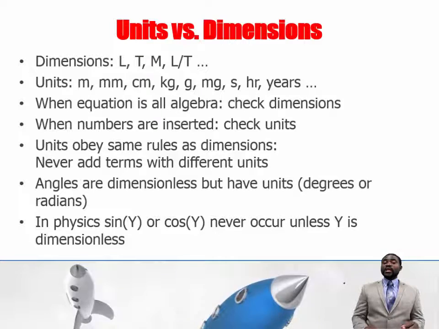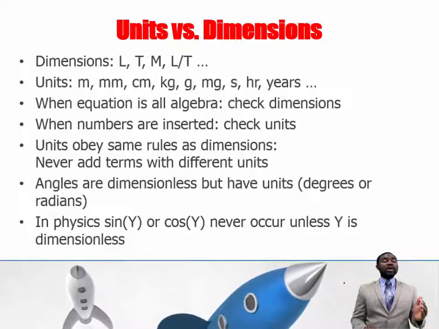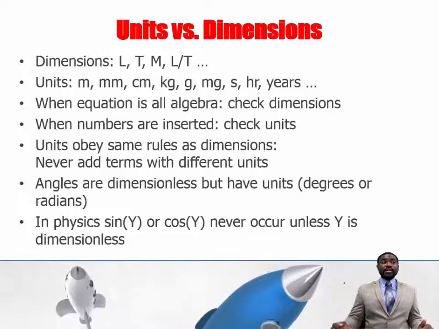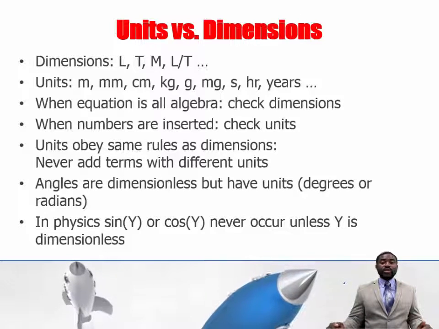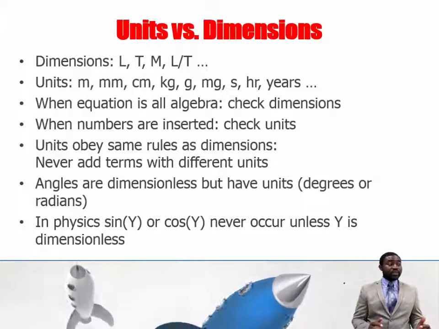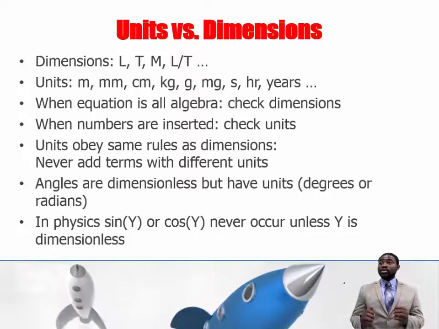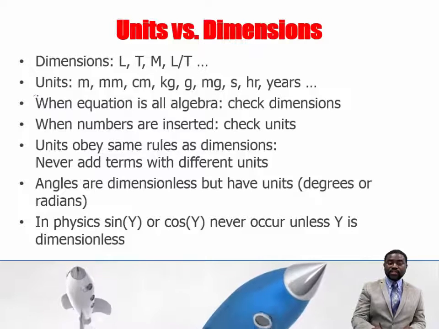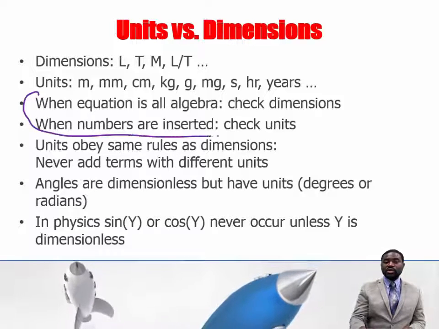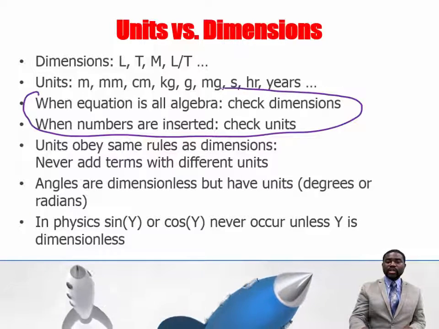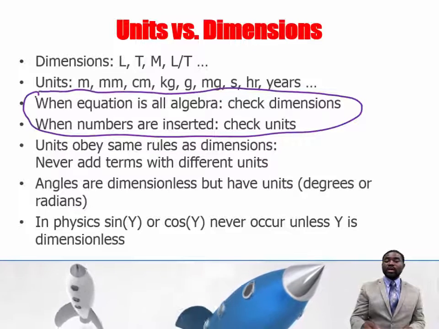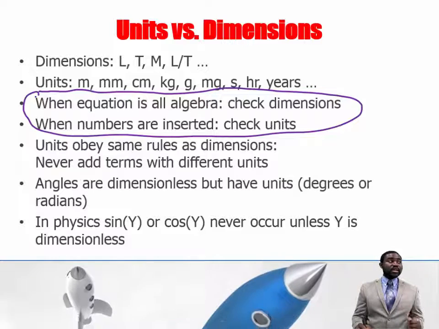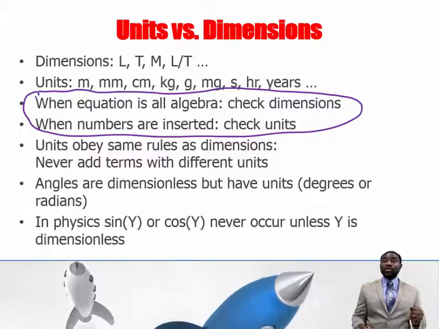Next, when an equation is all algebra, what do you check for? Dimensions. But when numbers are inserted, what do you check for? Units. You check for units. I cannot overemphasize the importance of this sentence. When an equation is all algebra, you check for dimensions. But when numbers are inserted, you check for units.